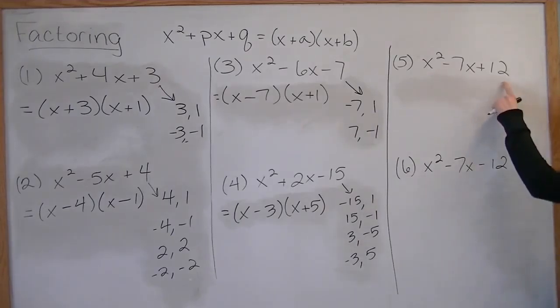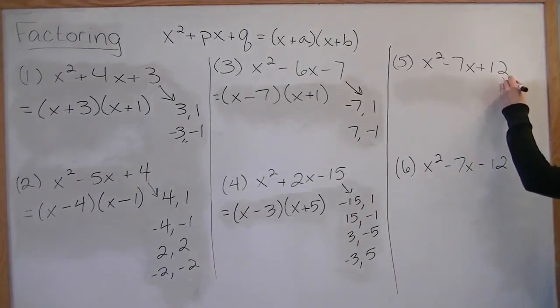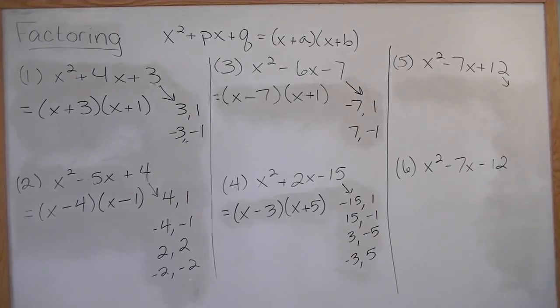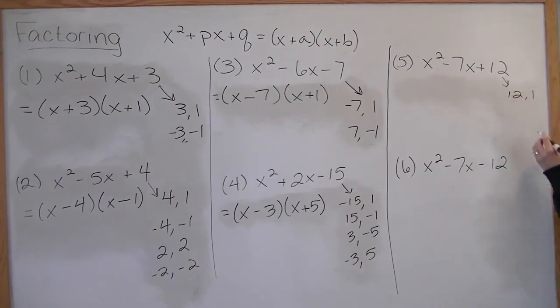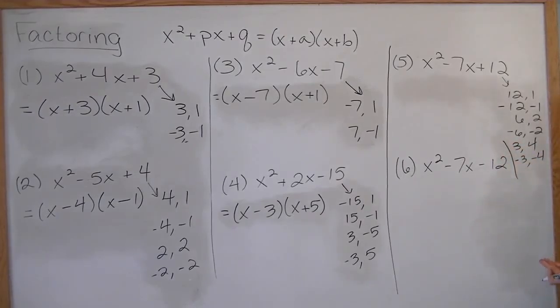Okay, let's look at this example. We have 12 as our q. And now the thing about 12 is that it has even more factors than any of the ones we've looked at so far. Because we could multiply 12 times 1, negative 12 times negative 1, 6 times 2, negative 6 times negative 2, 3 times 4, or negative 3 times negative 4. That's a lot of options.